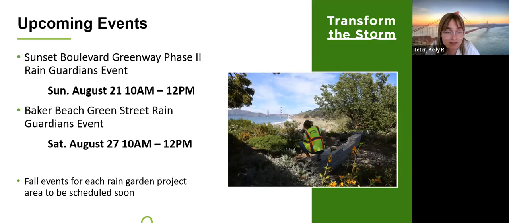Oh, and then fall events. We've got 8 different project sites. So we're going to be doing events at each of the project sites. Obviously we're not going to do 2 events at Sunset Boulevard and Baker Beach, but we are going to do events at each of the other project sites. So we haven't scheduled those yet. Those are likely to be in late fall, early winter, but we want to make sure that each project site where the rain gardens are has an opportunity to have an event so that folks in those areas can come out and meet the team and get support on their rain gardens, adopt if they want to, all that fun stuff.